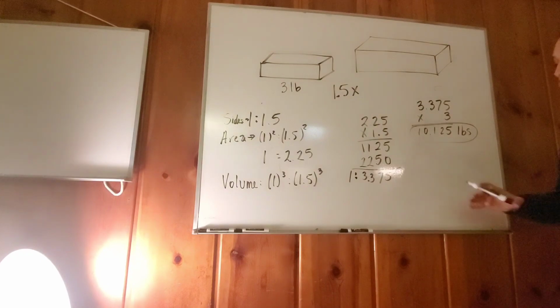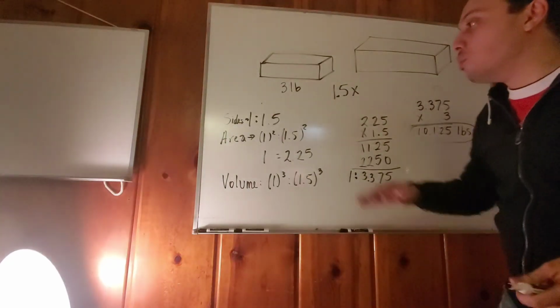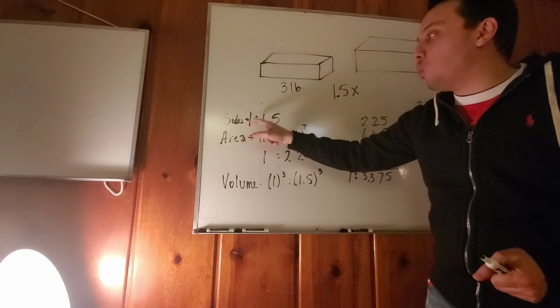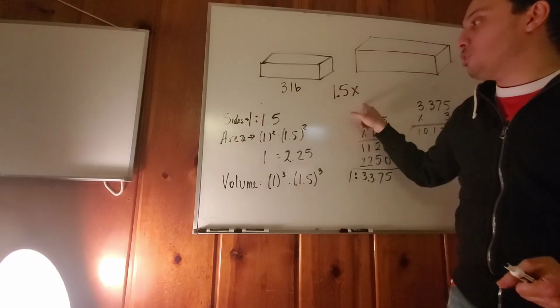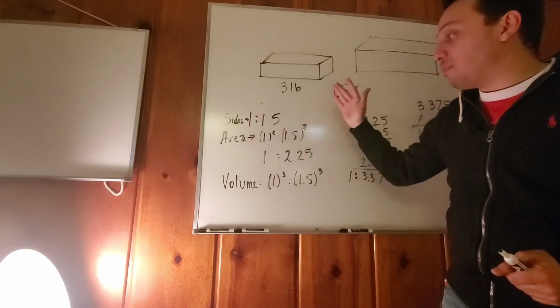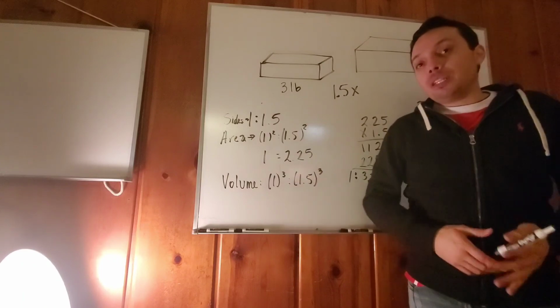Am I worried about you finding these numbers? A little bit, but I'm not as worried as you understanding that the sides, anything one-dimensional, is going to be a 1 to whatever the scale factor is. But the area has to be squared, so 1 squared to 1.5 squared, and the volume has to be cubed. And that's pretty much it for the lesson.